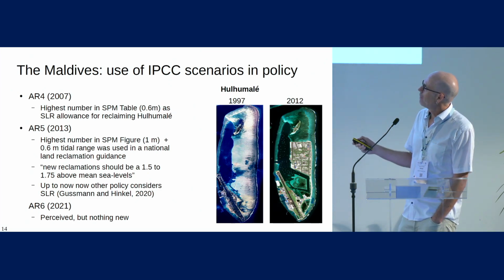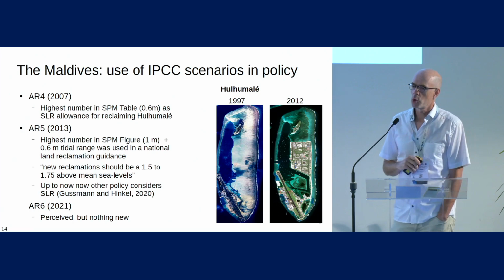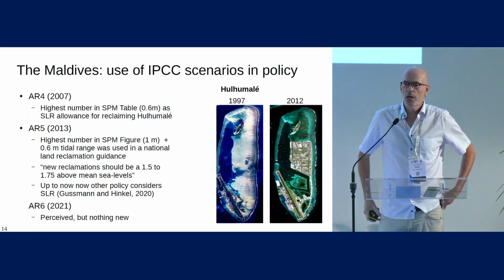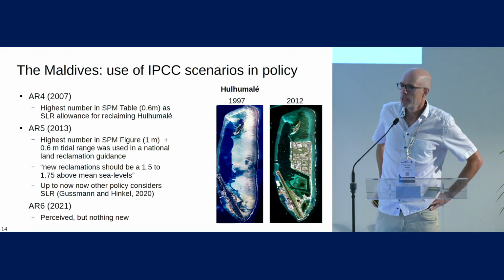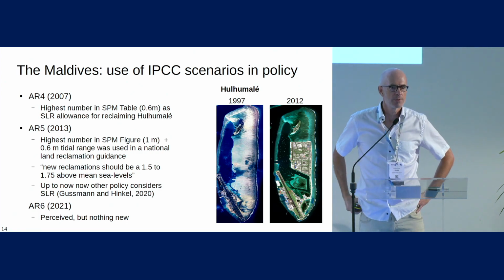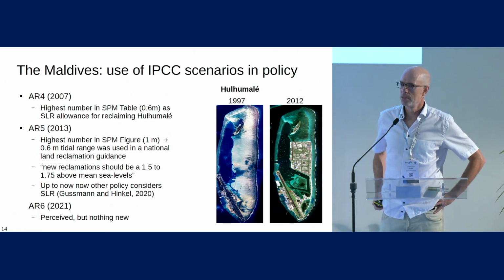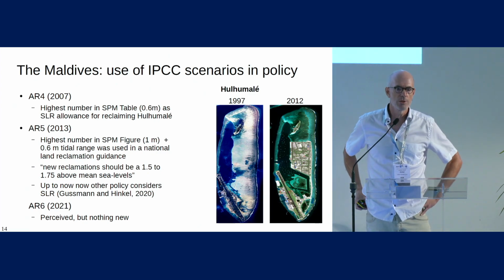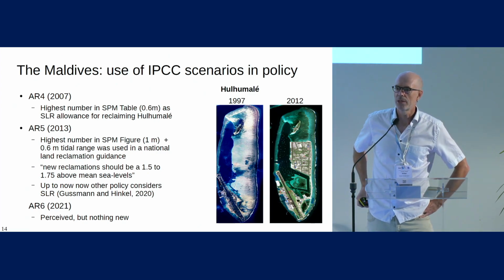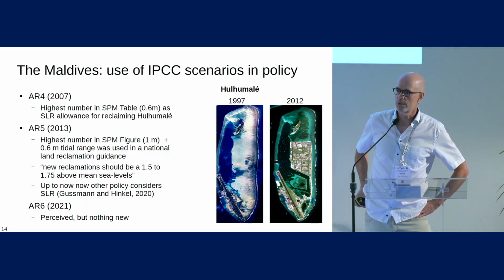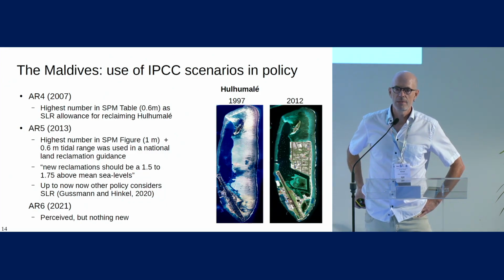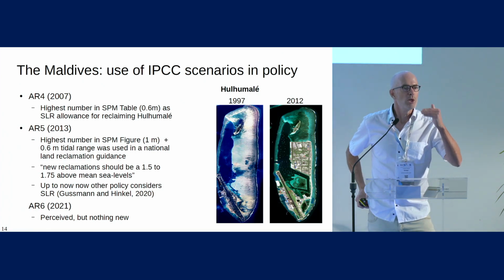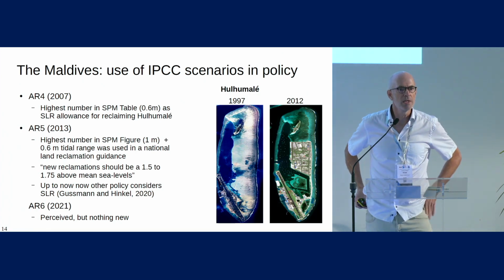Then IR5 influenced the policy a bit. The land reclamation guidance was issued, and they took the 1 meter. So this was, again, the worst-case RCP 8.5 scenario, the upper bound of the likely range. That was taken together with the tidal range in the Maldives, which is 60 centimeters, as sort of an indication at which height future islands should be reclaimed.